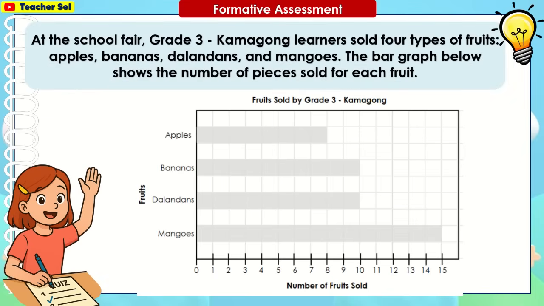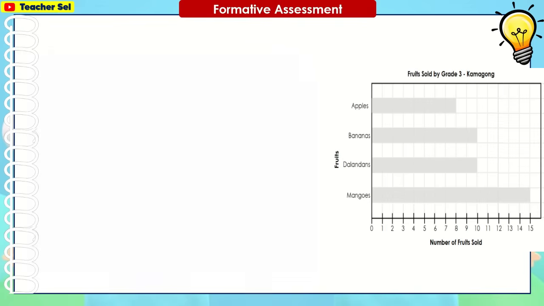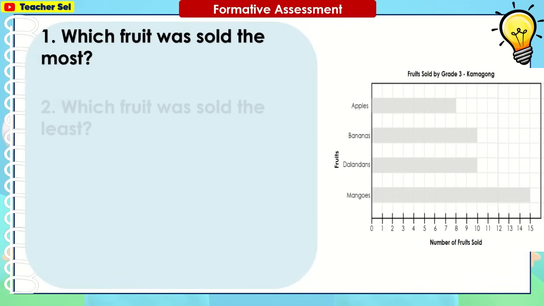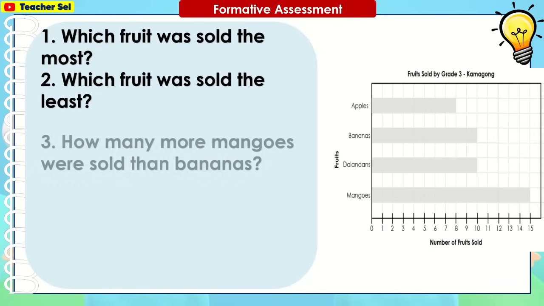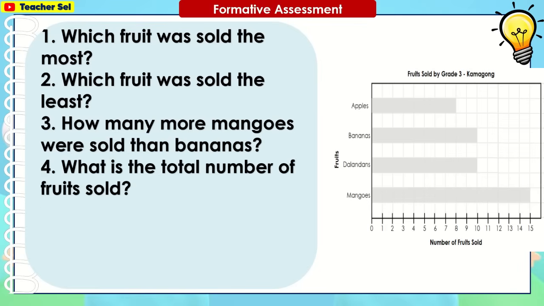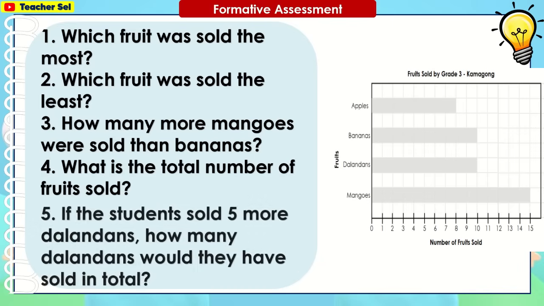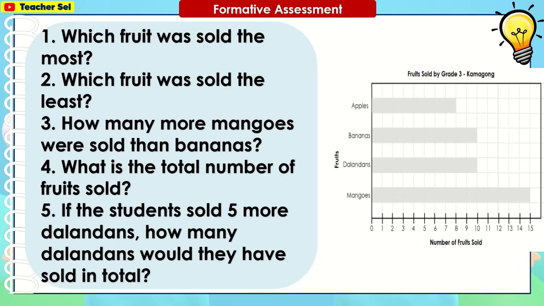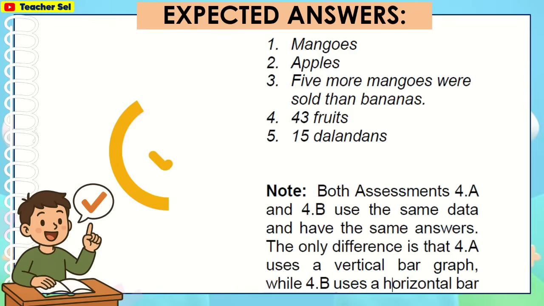At the school fair, Grade 3 Kamagong learners sold 4 types of fruits. Here is the table. Fruits sold by Grade 3 Kamagong. Which fruit was sold the most? Which fruit was sold the least? How many more mangoes were sold than bananas? What is the total number of fruits sold? If the students sold 5 more dalandans, how many dalandans would they have sold in total? Here are the expected answers.